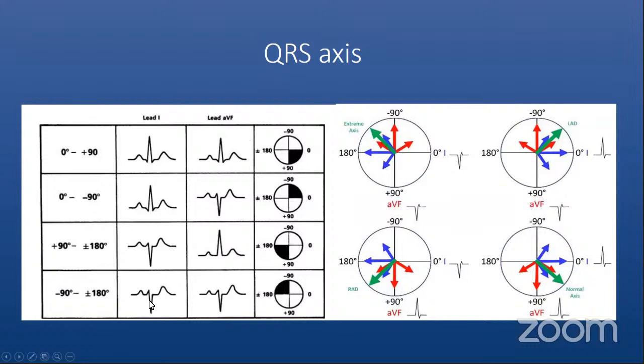In that one, both are negative. That's lead 1 negative, AVF negative, up there. So that is the extreme right axis. Normally in newborns, that is the area where the axis would be. And obviously, as the child gets older, the axis changes from right to left.